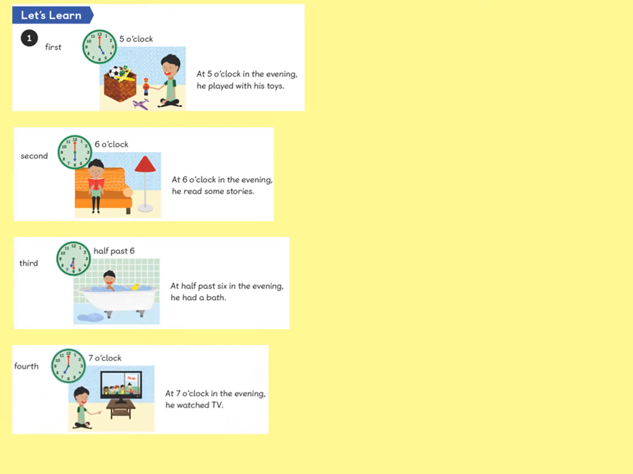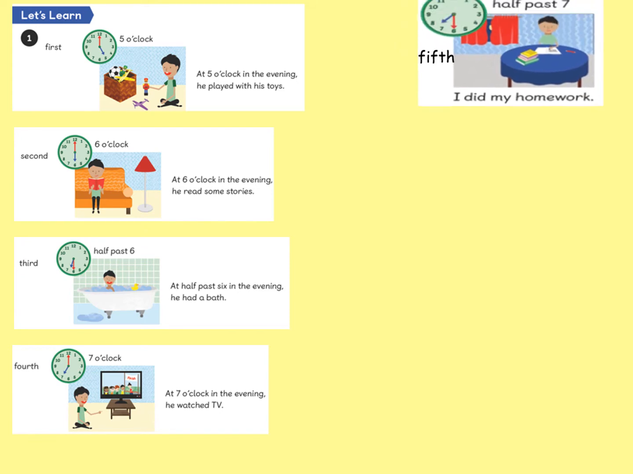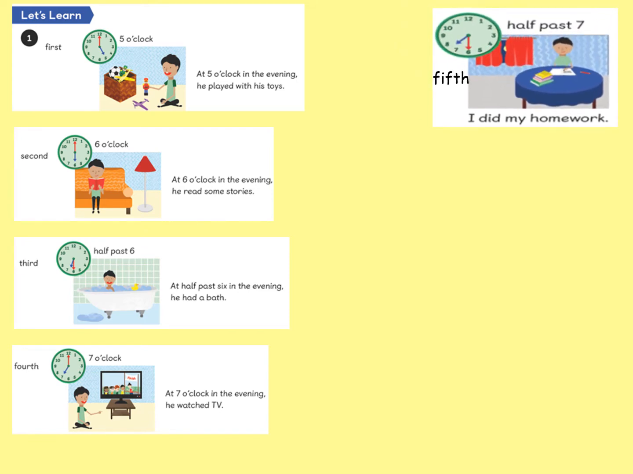Oh, did that a bit quick. Fourth. I think you're getting the idea. So fourth, at 7 o'clock, because 7 o'clock is after 6:30, it's later than 6:30. Fourth, at 7 o'clock in the evening, he watched TV. What could our next time word be? We've had first, second, third, fourth, fifth. Fifth, at 7:30, Ravi did his homework.